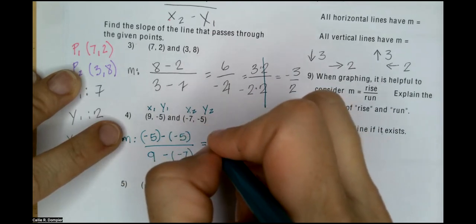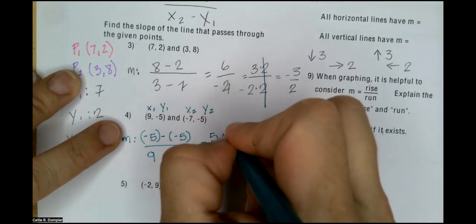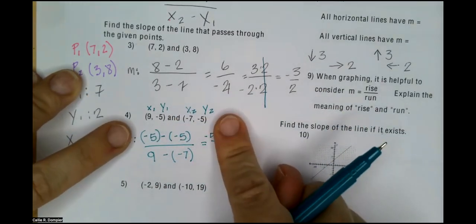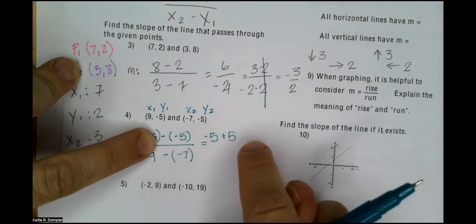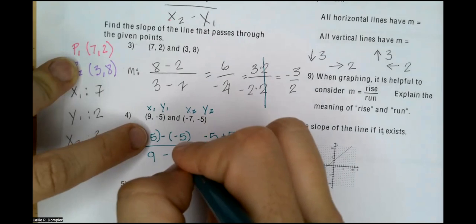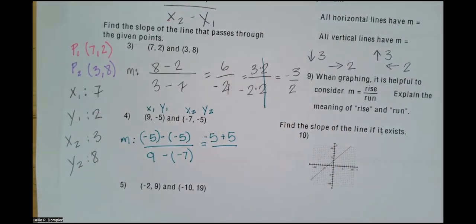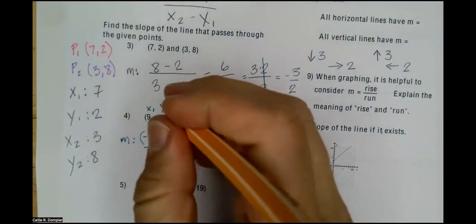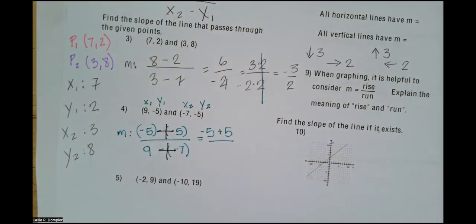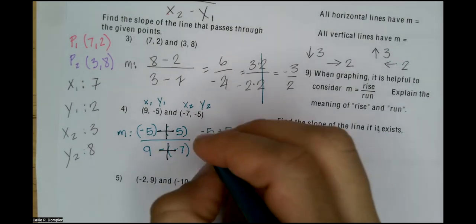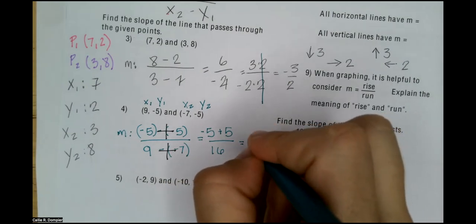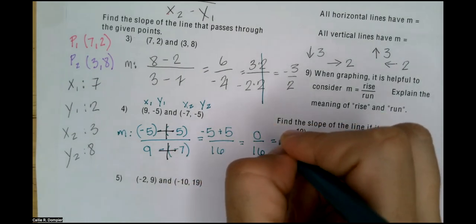5 minus negative 5 is the same as 5 plus 5. It is not. It's the same as negative 5. Minus a negative makes it a positive. Negative 5 plus 5. And then 9 minus negative 7, that's a big plus. So both of these subtracted negatives become big plus signs. 9 and 7 is 16, right? But negative 5 plus 5 is 0. And 0 divided by 16 is 0.